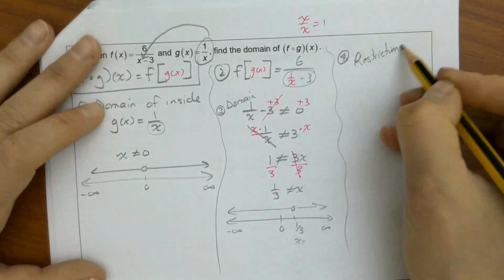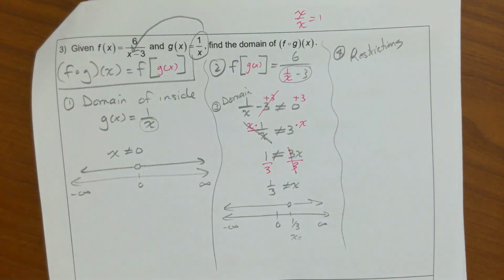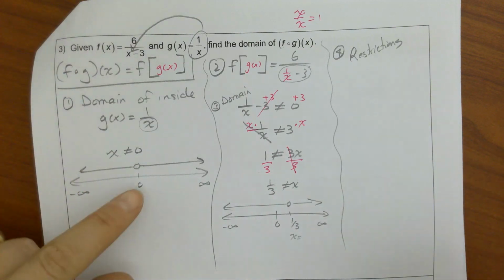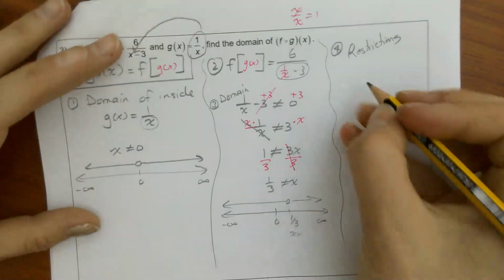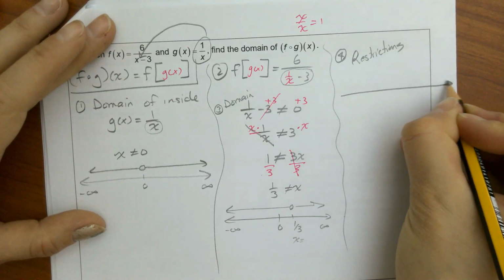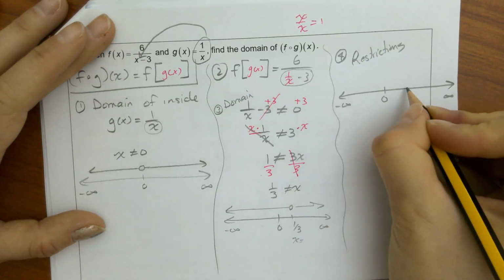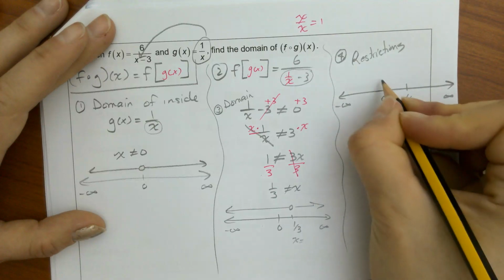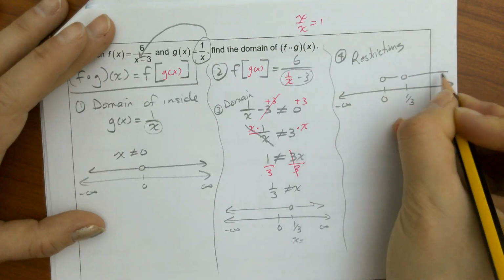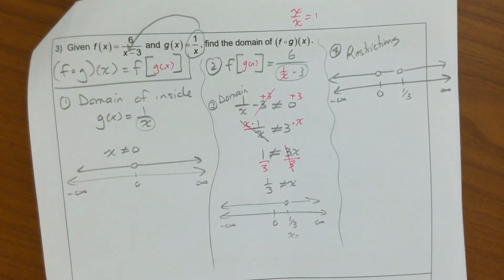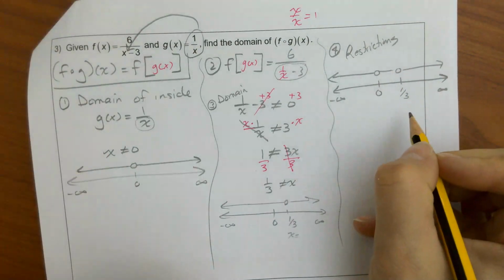Okay. We can pick the common areas. The areas that they have in common are everything but not 0 and not 1/3. So I'm just going to draw a picture because sometimes it's easier. So here's 0 and here's 1/3. So we can choose any x value but not 0 and not 1/3.